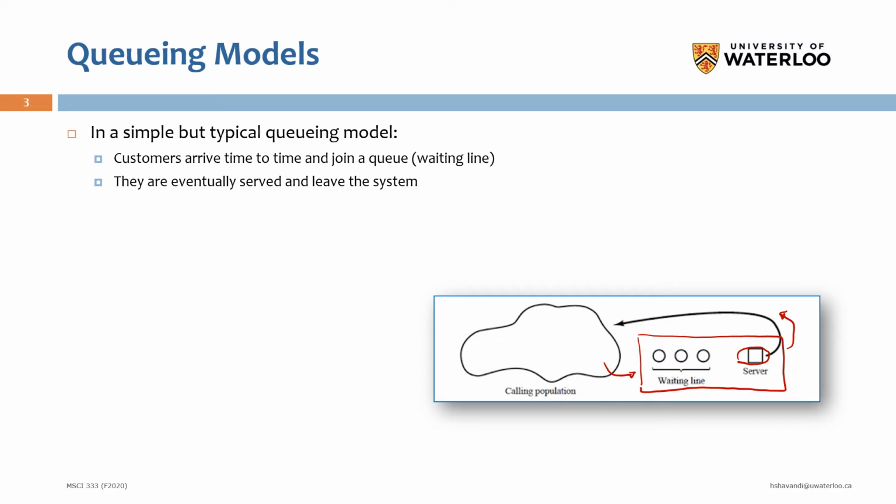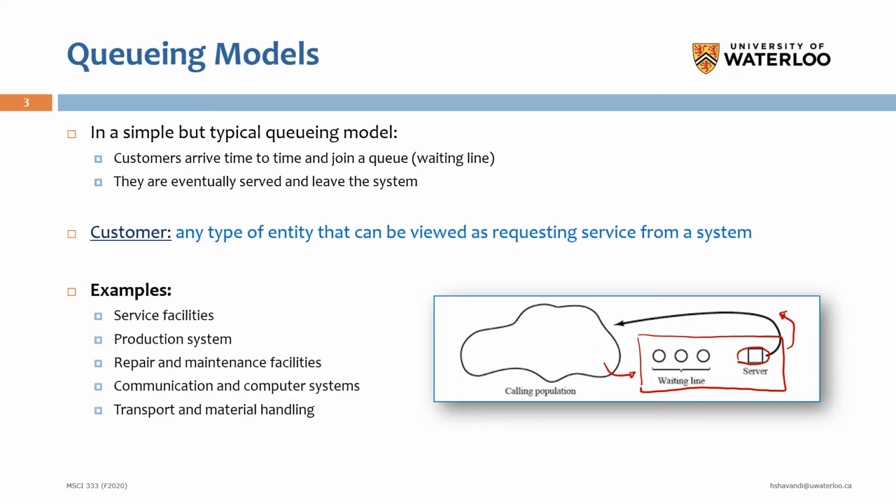This is called a service system, and a queuing model is a model of this kind of system. Here we have the term customer, and generally a customer is any type of entity. It's not necessarily a person. It could be any type of entity that needs a service or a process by the system. Examples are service facilities, production systems, repair and maintenance facilities, and so on. As you remember, almost all the models that we had so far in chapters 2 and 3, except the Monte Carlo simulations for the inventory systems, the rest of the examples are all about queuing models.